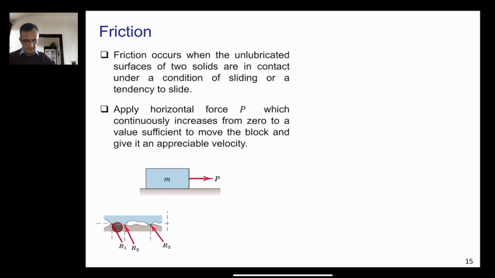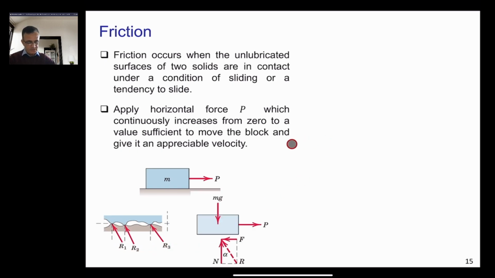There will be these rough surfaces, and there will be reaction forces at all these contact points: R1, R2, and R3, which we can write in this form if you want to draw the free body diagram for this case. We know that the weight of the body is in the downward direction. The P is in this direction here. And if you combine all these R1, R2, and R3, it will become R here.